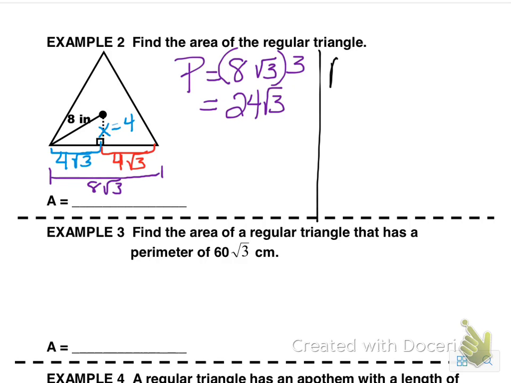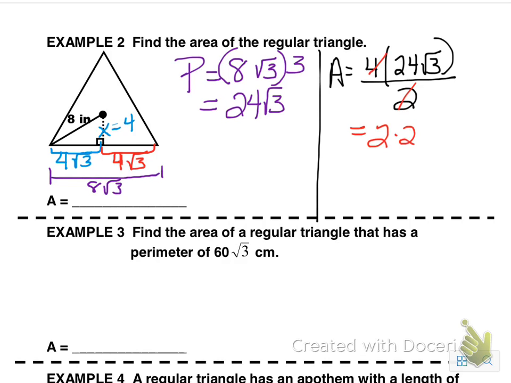And now to apply the area for regular polygons formula, we're going to do the apothem times the perimeter divided by 2. And how you choose if you want to simplify first, you have options there. So I can cancel the 2 and the 4 out, and that leaves me with 2 times 24 square roots of 3. So the area of example 2 is going to be 48 square roots of 3 inches squared.